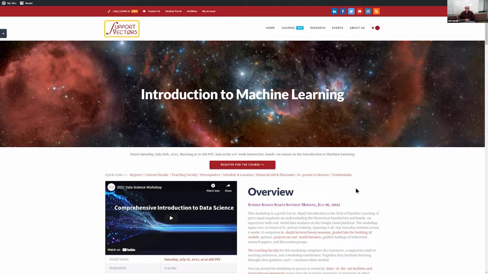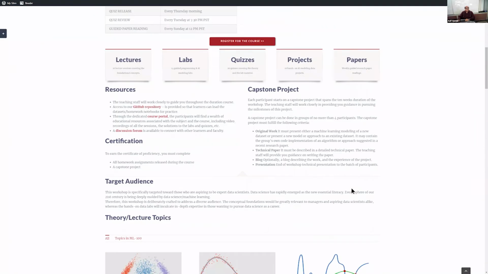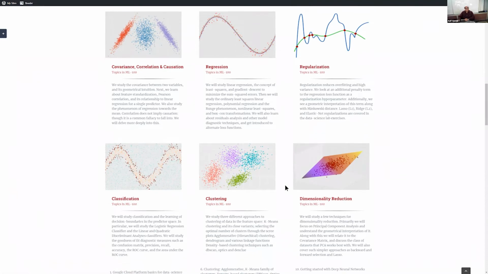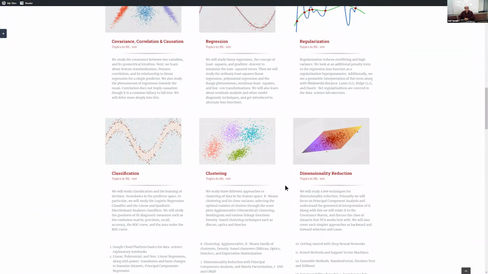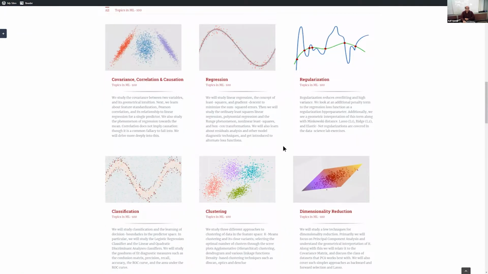Now, just to remind you that our syllabus stays these things. So the main topics will start from today. Everything we have been doing so far has been building up your background. We will talk about covariance and correlation. Causation we already talked about. We'll do regression, regularization, classification, clustering, and dimensionality reduction. So if you want to get a sense of what's coming next week or the week after that, you should go and look at the website. You will find all that information.